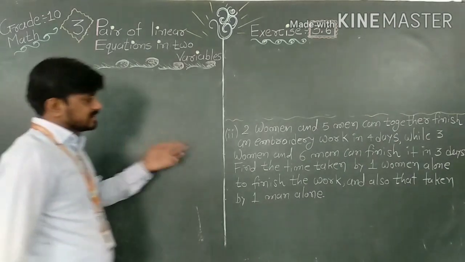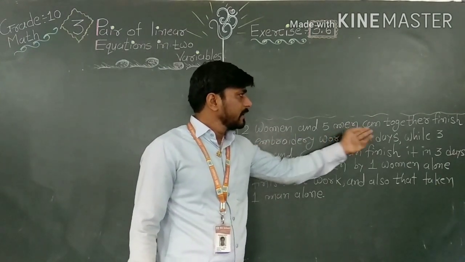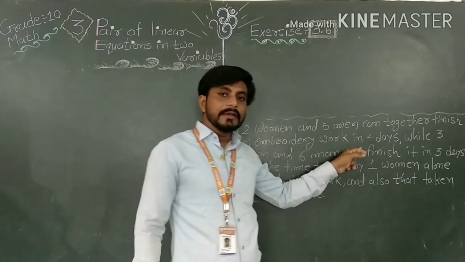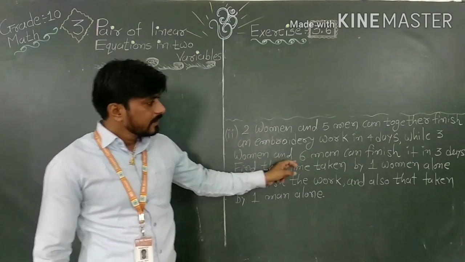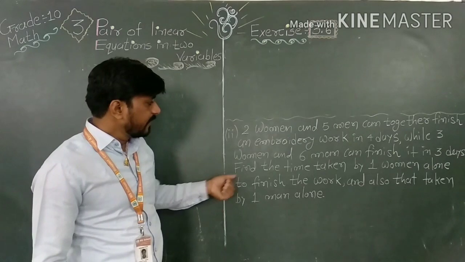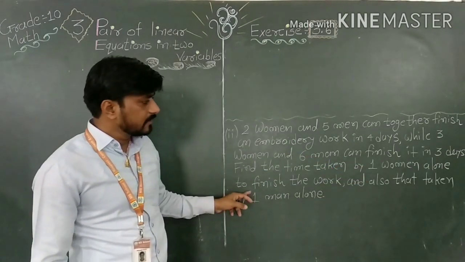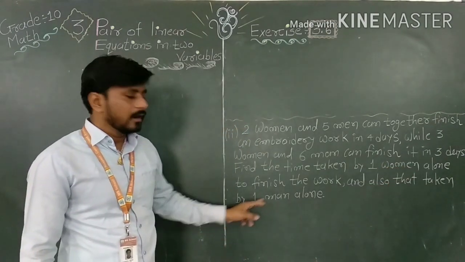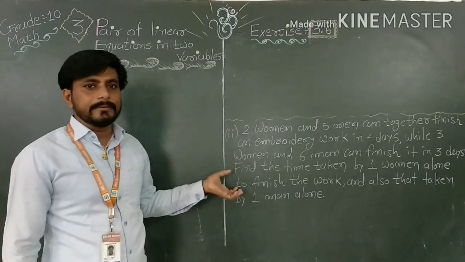Okay, now look, second example. 2 women and 5 men can together finish an embroidery work in 4 days, while 3 women and 6 men can finish it in 3 days. Find the time taken by one woman alone to finish the work and also that taken by one man alone. Okay. This is a time and work problem.